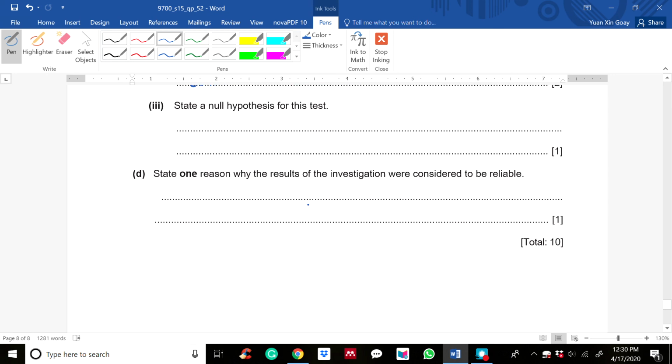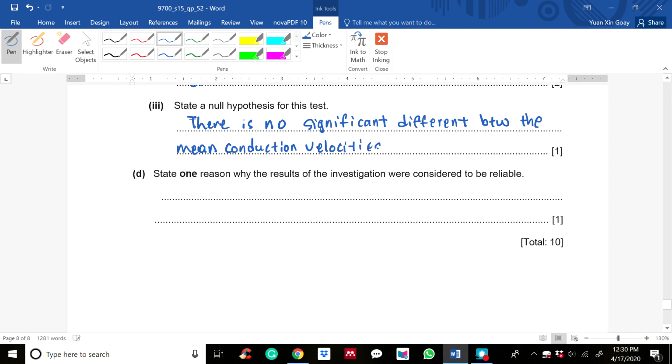Set a null hypothesis for this test. There is no significant difference between the mean conduction velocities of individuals from different age groups.